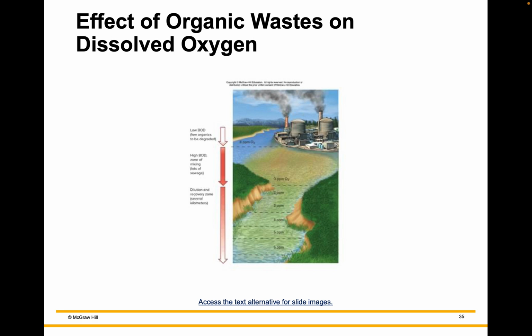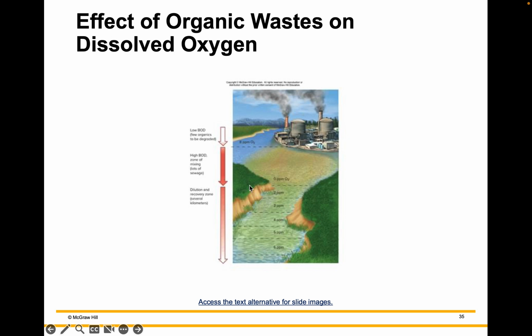This is an image showing the effect of organic waste on dissolved oxygen. Specifically limits on BOD, or biological oxygen demand. So when there are few organics in the water, usually oxygen levels are higher. So here at the top, where the water in the stream is blue, there are 8 parts per million of oxygen dissolved in the water. So there's plenty of oxygen for fish and other organisms that live in this river to use, right, for cell respiration.